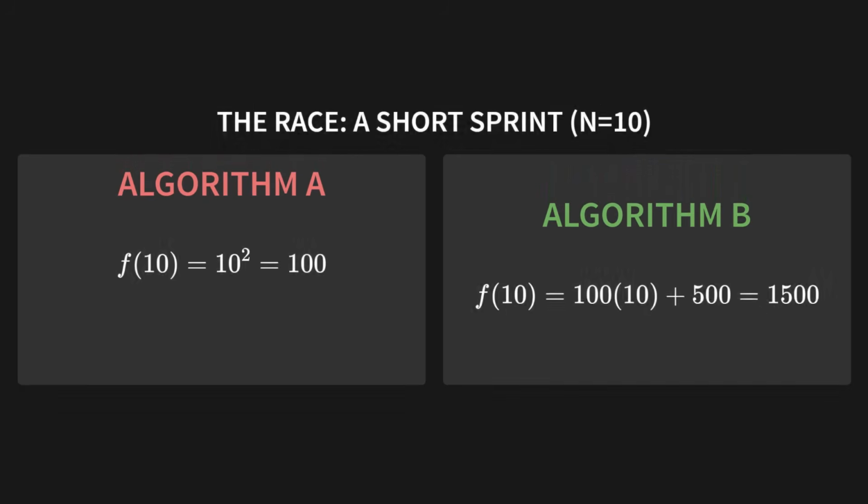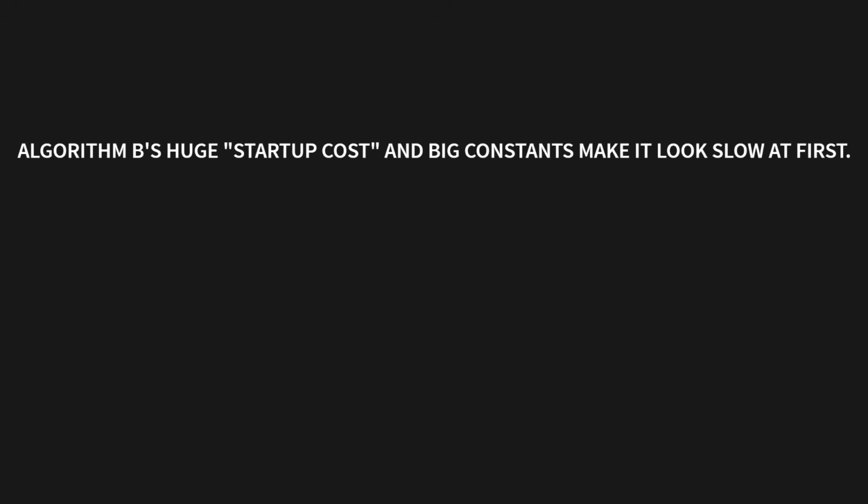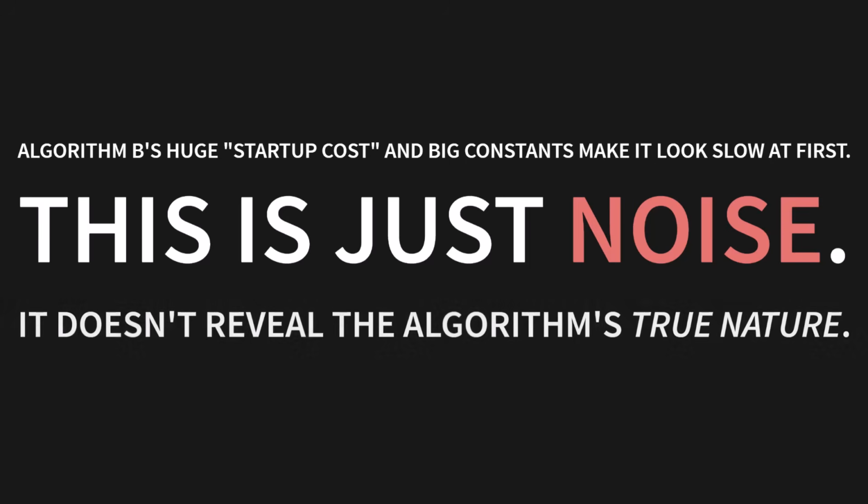Okay, let's start the race with a short sprint where n is just 10. For algorithm A, f of 10 is 10 squared, which is 100. Pretty fast. But for algorithm B, f of 10 is 100 times 10 plus 500, which is 1,500. So for this short race, algorithm A wins. You see, algorithm B has a huge startup cost, and these big constants that make it look slow at first. But this is just noise. It doesn't reveal the algorithm's true nature.